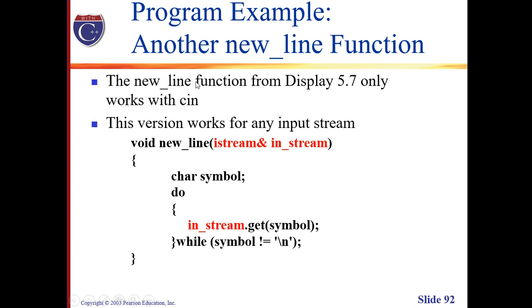Now, if we are going to call the new version of our function newline, we can either provide it with an argument of cin, or provide it with an argument of type input file stream. If the original version of newline is kept in the program, this call produces the same result. Newline can also be called with an input file stream as an argument, such as this one.